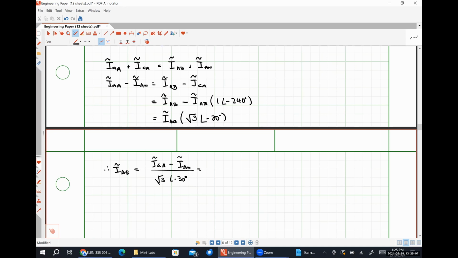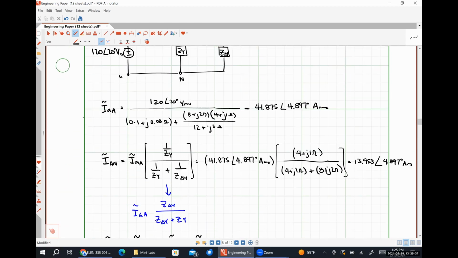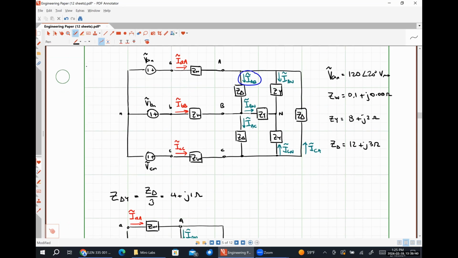Substituting in our results, we wind up getting 16.118 with an angle of positive 34.897 degrees amps RMS. That is one way to do it. That is the correct answer. However, I believe that there's a slightly easier way. So let me talk about that slightly easier way, in my opinion.